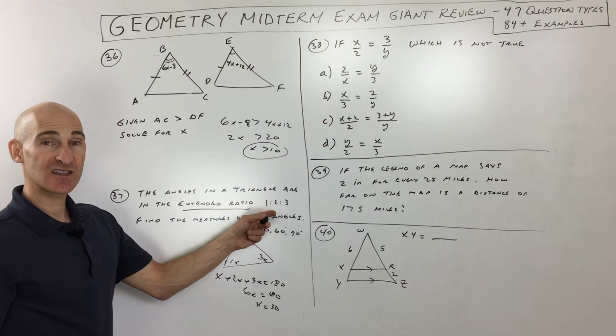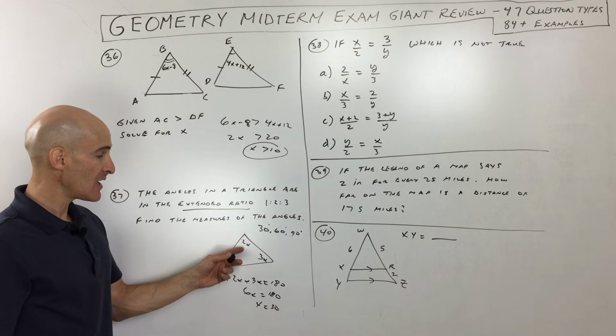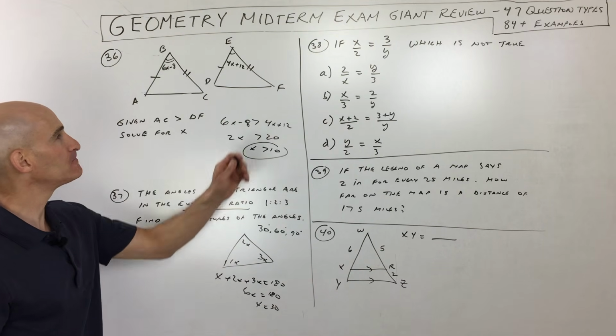So again, the key with the extended ratios is to add in that variable. Usually I use the letter x, it doesn't matter what the letter is, and then all the angles in a triangle add up to 180, so you can write your equation. Okay, so you with me on that one?